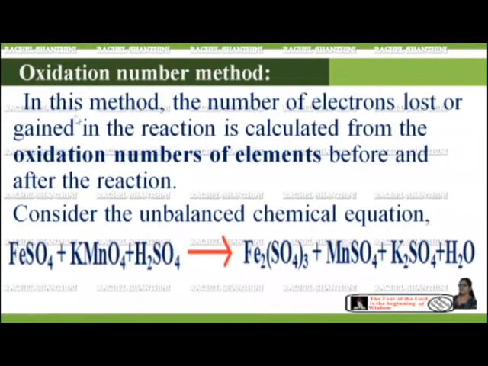Oxidation number method. In this method, the number of electrons lost or gained in the reaction is calculated from the oxidation number of elements before and after the reaction. Let us consider the reaction between ferrous sulfate and potassium permanganate in acid medium.